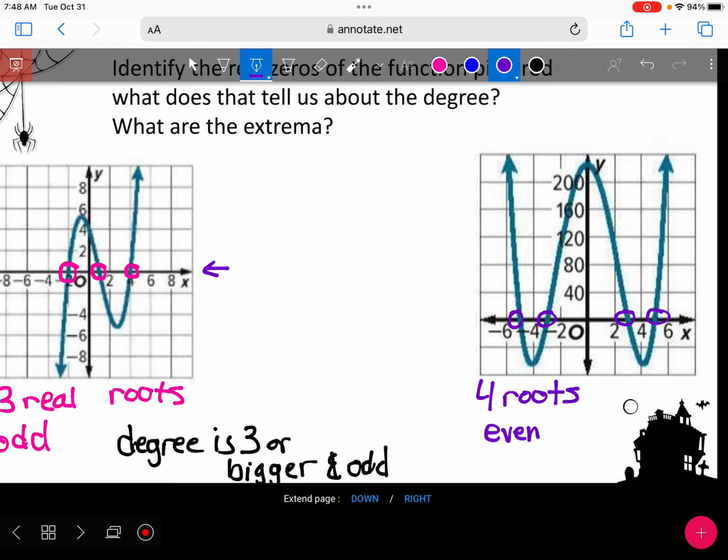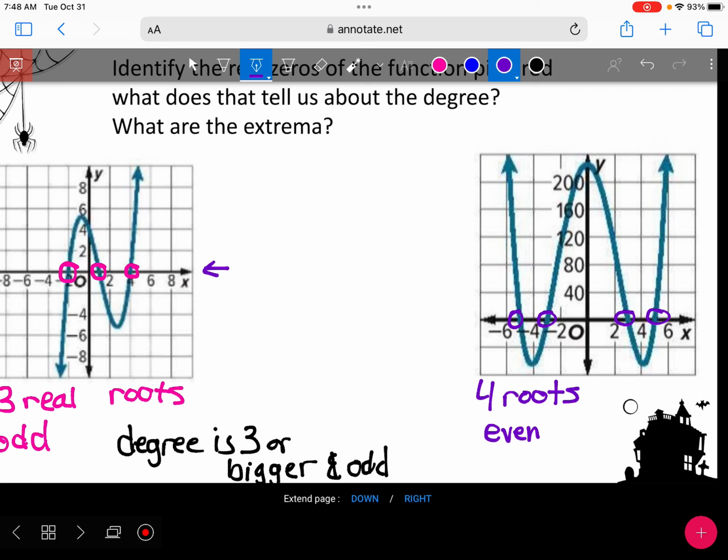Yeah, because they match. Think about even functions like parabolas. Both ends go together. If both ends go together, it's going to be an even function, which means my degrees could be 2, 4, 6, 8, 10, and so on. Could this one be an x squared? Have we ever drawn a parabola that looks like that? Because I can't have 4 solutions when it's x squared. The number of solutions cannot be bigger than your degree.